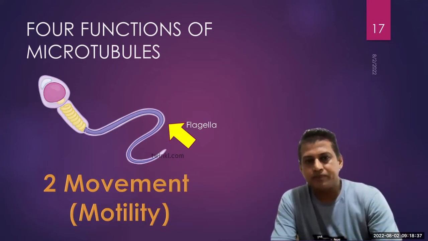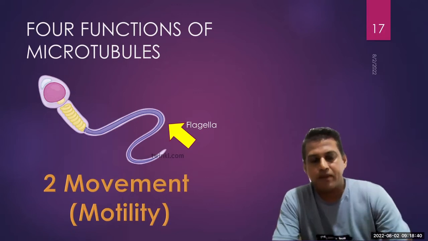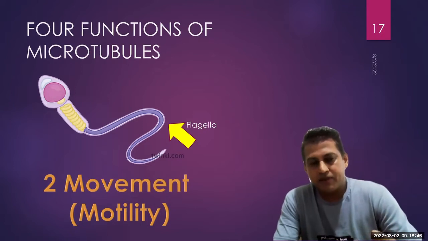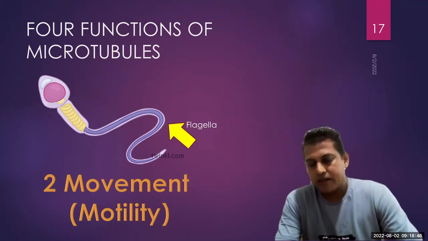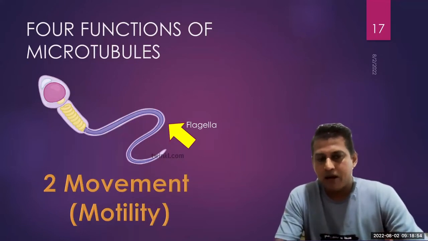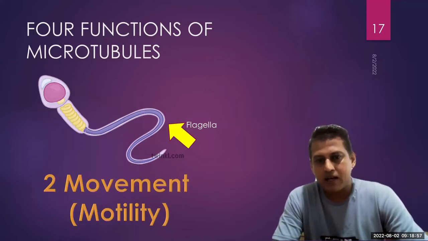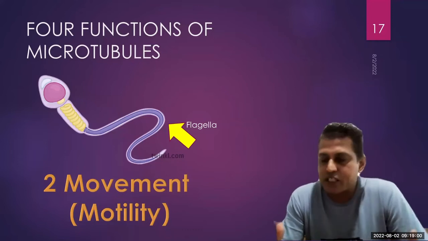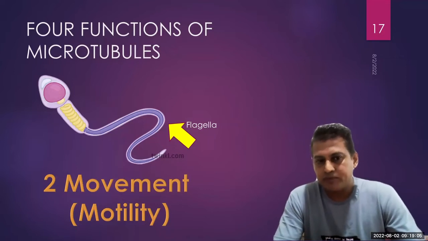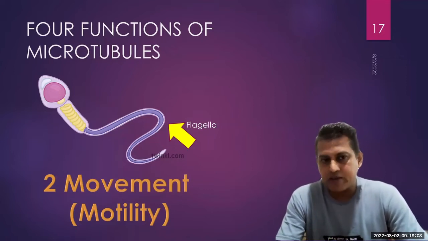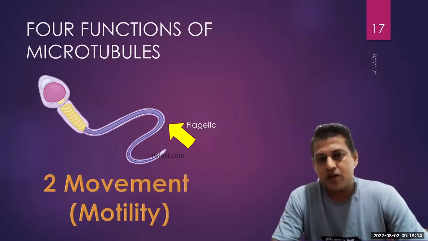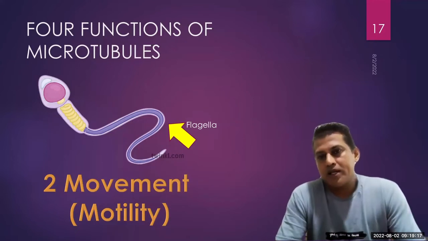And then in the middle region, there is a somewhat cylindrical shaped structure, and after that a long tail. This tail part is known as a flagellum. The singular word is flagellum, the plural word is flagella. Here, the right word should be flagellum, because it's only one tail. Now, what is the function of the flagellum?